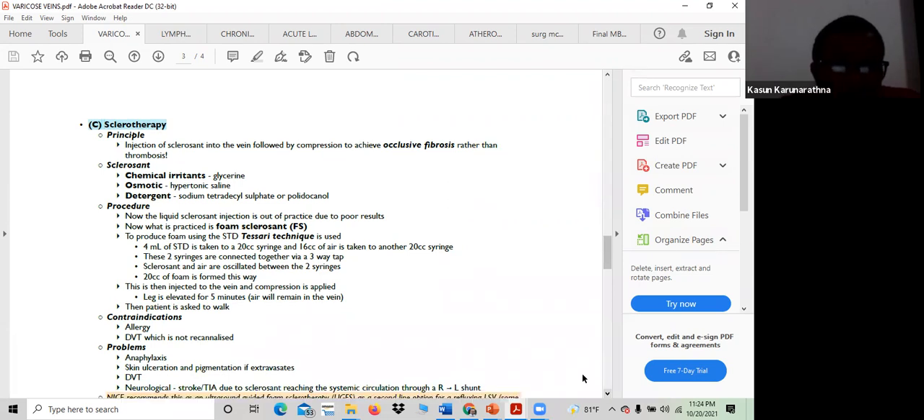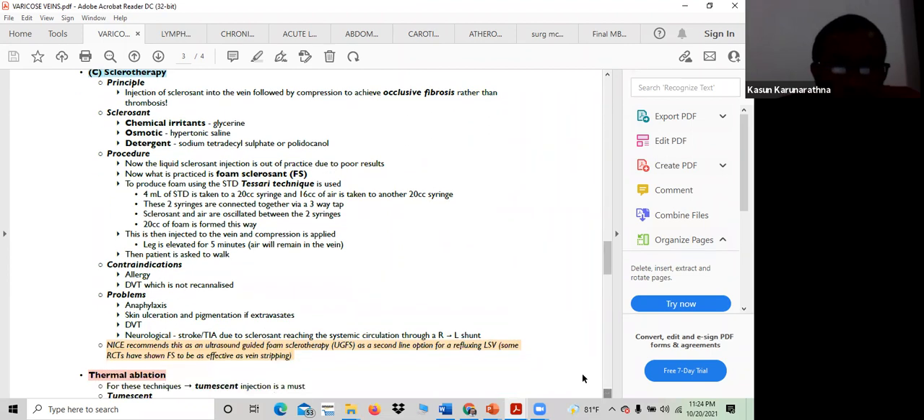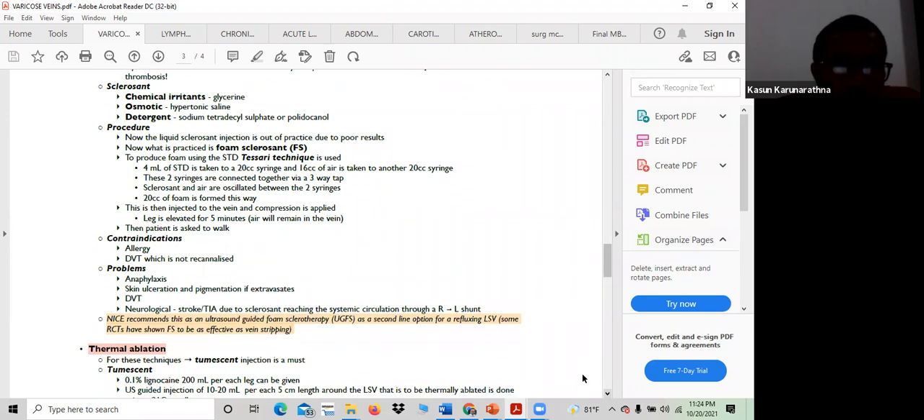So you irritate the endothelium of the veins with the sclerosant, then compress the venous walls against each other, then it will fibrose and occlude the lumen. Right? Contraindications of sclerotherapy are allergies and DVT. Problems are anaphylaxis, skin ulceration, and pigmentation. If the sclerosant goes extravascular, into outside vessels, that will lead to ulceration and pigmentation. Right?